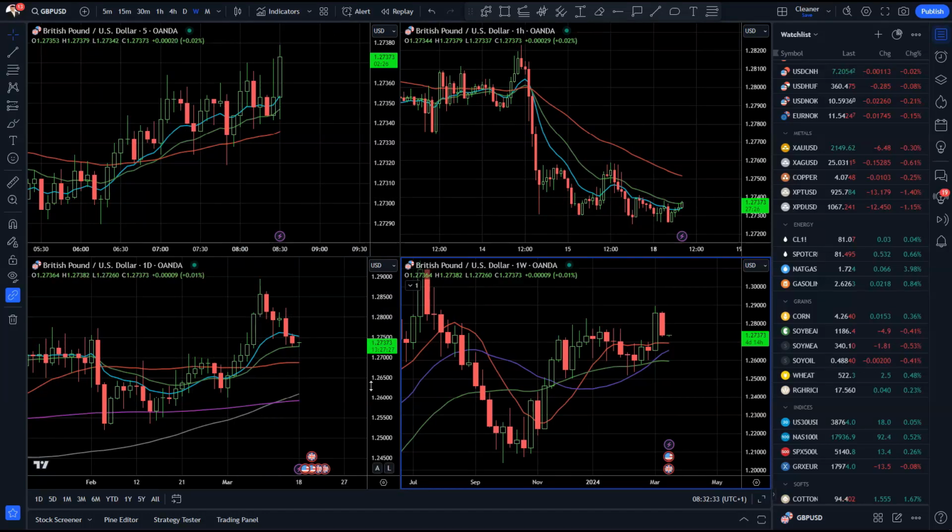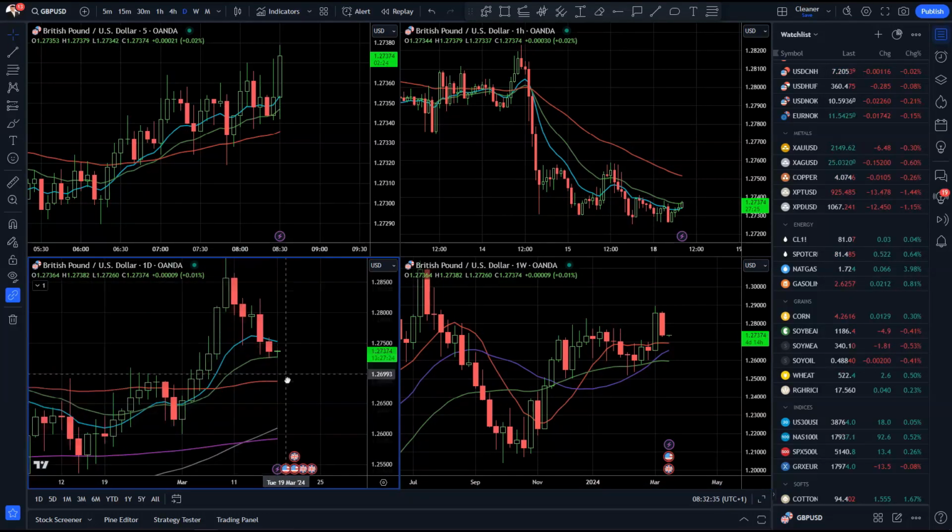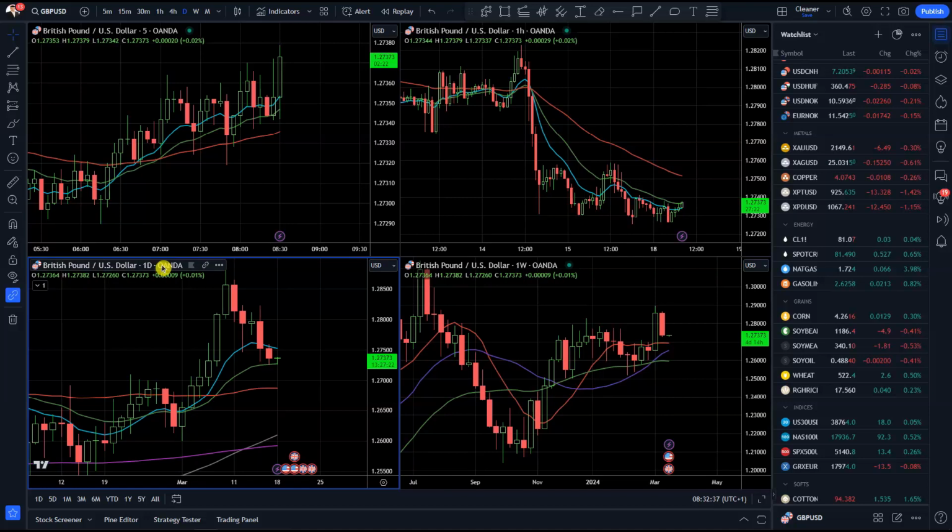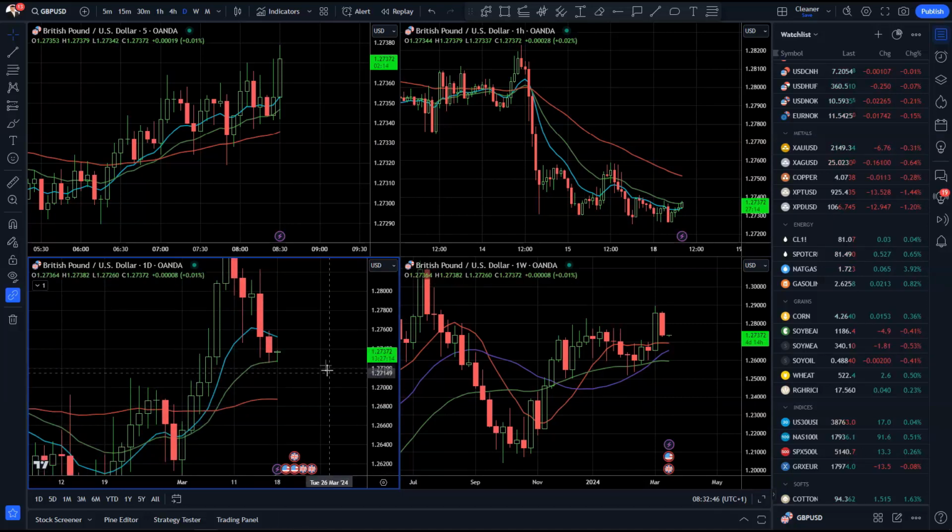So what we have here, let's start from the bottom left chart, which is the daily time frame of the British pound dollar. You can see that the 20-day moving average is on the test, and the 20-day moving average is set at pretty much where Friday's low is, at around 1.2726.